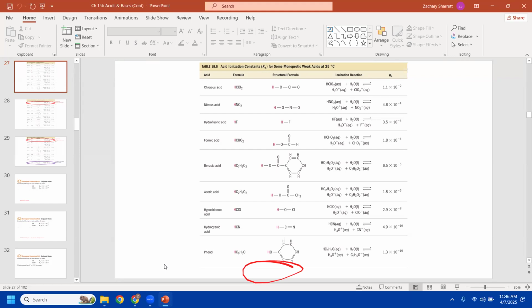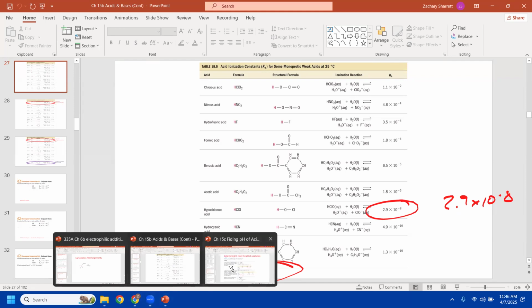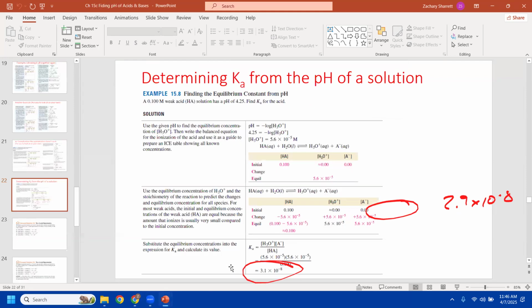Hydrofluoric. Where's hydrofluoric? Yeah. So probably this hypochlorous, which is 2.9 times 10 to the negative 8, right? This one was 3.1 times 10 to the negative 8. Are those the exact same answer? Does the stuff we do in lab always come out exactly perfect? Usually not, right? So if we're only off by 0.1, 0.00002, we feel pretty good about that for a lab setting, okay? So that would mean we used hypochlorous acid.